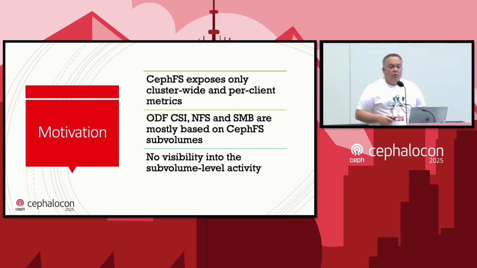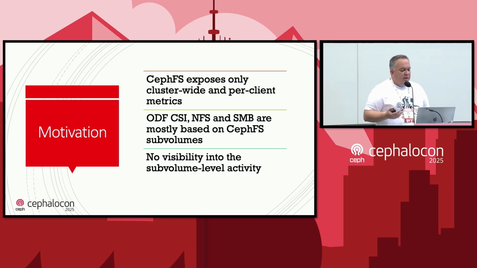Okay. So the motivation, I think, is quite obvious. In large Ceph clusters, usually they use a lot of subvolumes. And for example, ODF, NFS, Samba are mostly based on the CephFS subvolume feature. So it means that a subvolume is effectively a path in the system, if we put it simply. A subvolume is just a path.